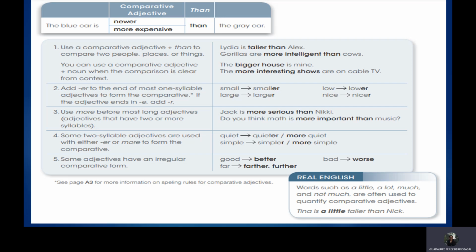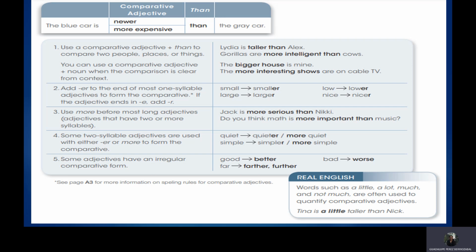And then we have cases in which we can use more or we can use the ending er. For example, in the case of quiet, we can say quieter or more quiet. Or in the case of simple, we can use simpler or more simple. So the two ways are correct.